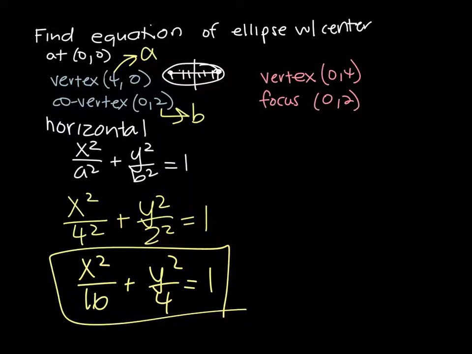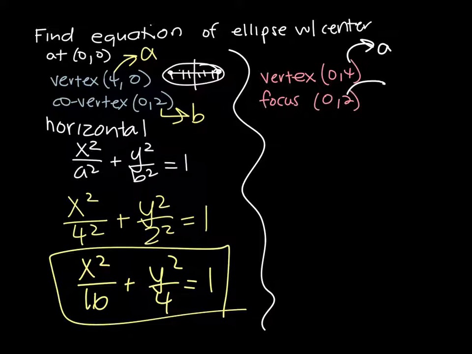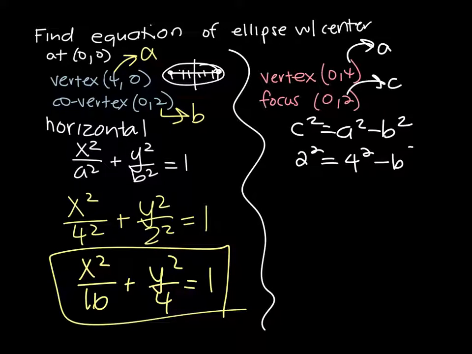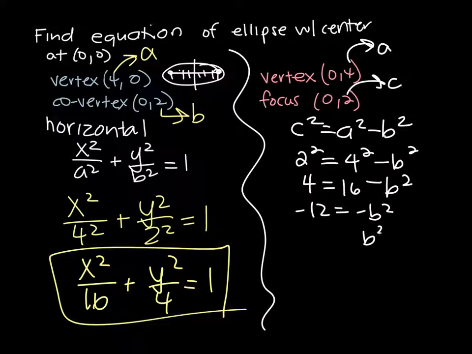If you're given the second one, now I'm given the vertex, which is my A, and I'm given the focus, which is my C. I have to find the B. So C squared equals A squared minus B squared. So 2 squared equals 4 squared minus B squared, 4, negative 12.